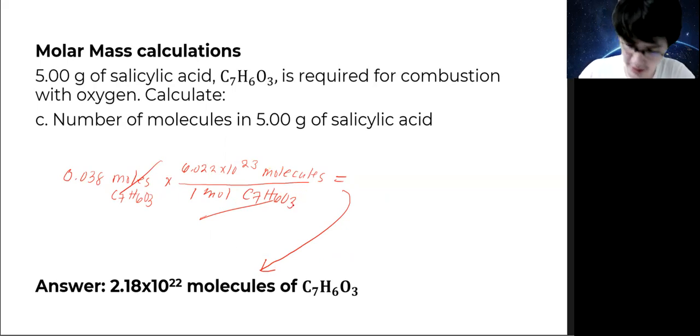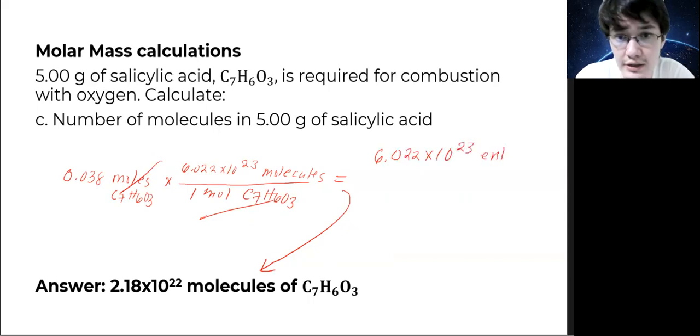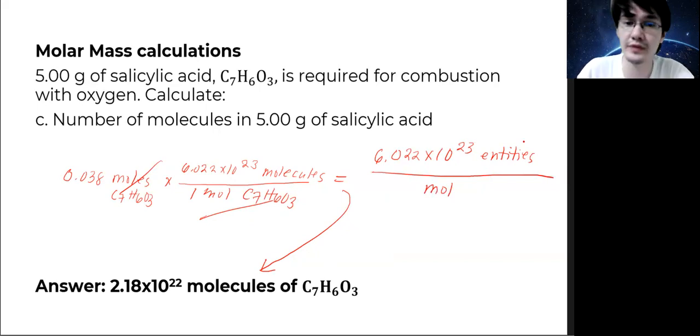So the units, by the way, of Avogadro's number is this. Entities per mole of a substance. So entities, again, they may be molecules, atoms, or formula units.